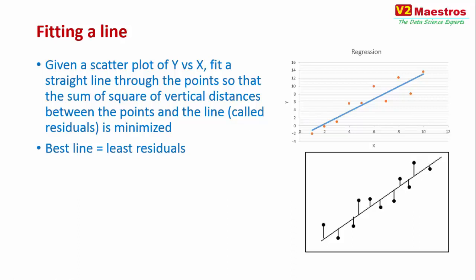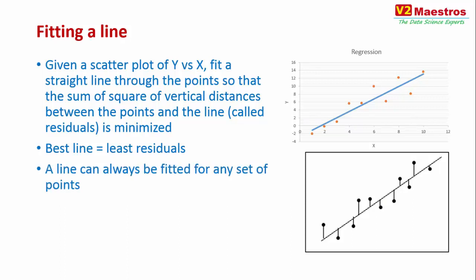So the best line is the line with the least residuals. Residuals in linear regression are the vertical distances, and the sum of their squares is what we minimize. It is called the residual because it is the part that is still not mapped: the line is actually your model and the points are the actual values. The difference between the model and the actual values is the residual. So the best line is the line where the residuals are the least.